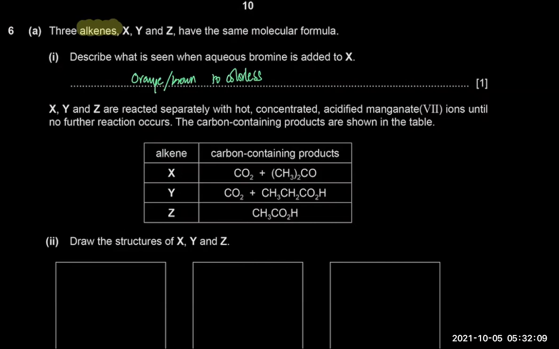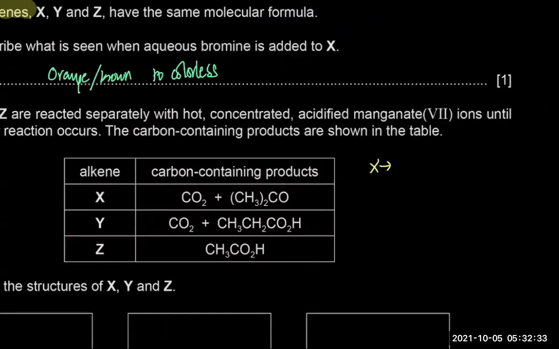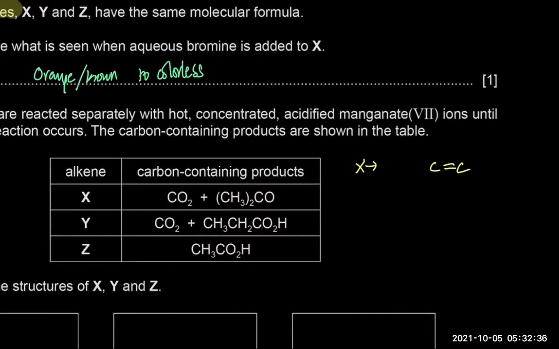X, Y, and Z are reacted separately with hot concentrated acidified manganate until no further reaction occurs. The carbon containing products are shown in the table. Okay, so the first one. If you remember, with strong oxidation we're rupturing the double bond, right? Now what is produced in the first one? CO2 is produced. So that means one of the carbons is bonded to what? 2 hydrogens. So we have a CH2, right?